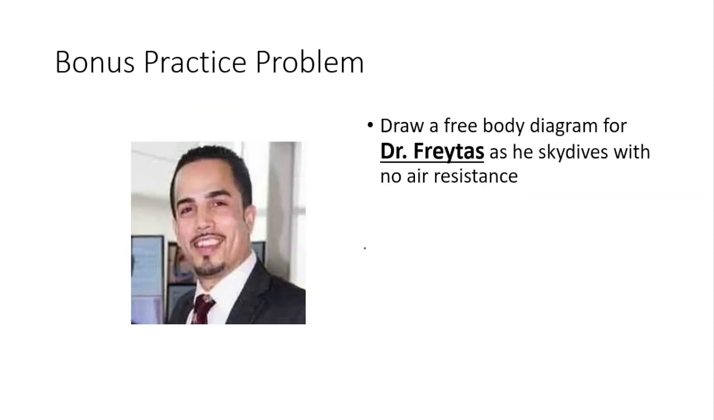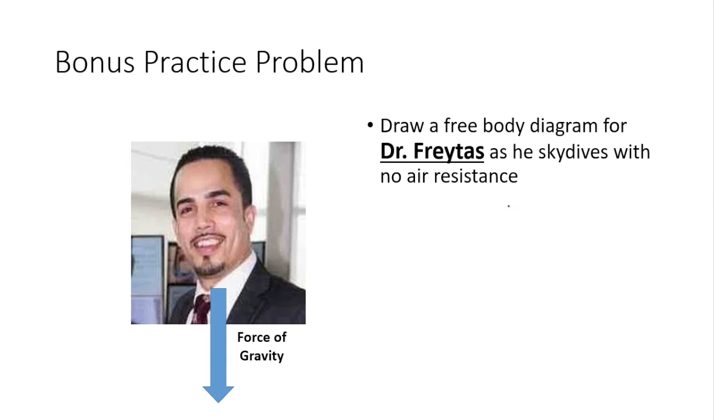So let's take a look at our last problem. And we're being asked to draw a free body diagram for Dr. Freitas as he skydives with no air resistance. What a daredevil. So again, we need to remember what force is always present in every situation. Well, that's force gravity. Now we need to think what other forces could be present on Dr. Freitas while he's in the air. Because there's no air resistance, there's actually no other forces acting on Dr. Freitas. So it's only force gravity acting on him.